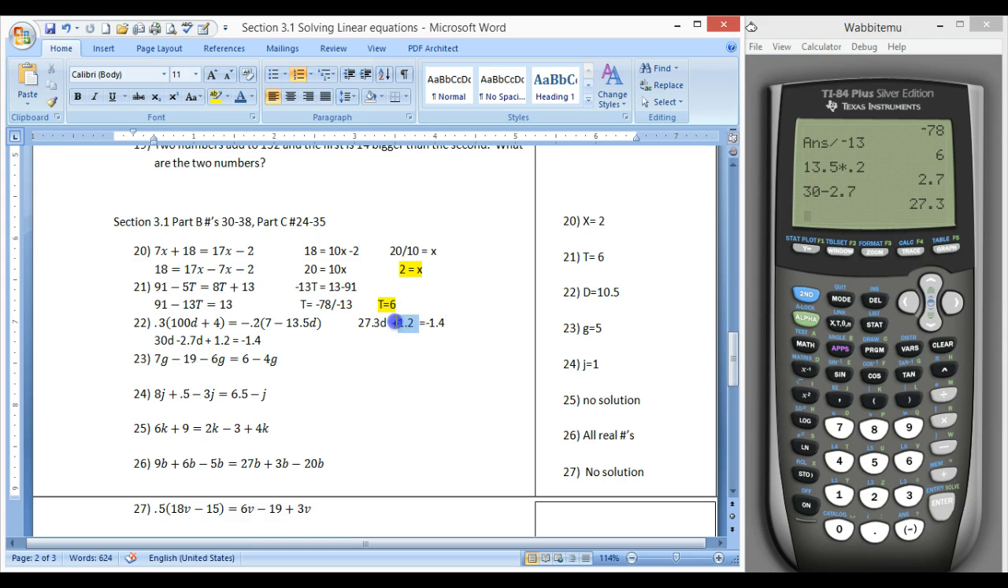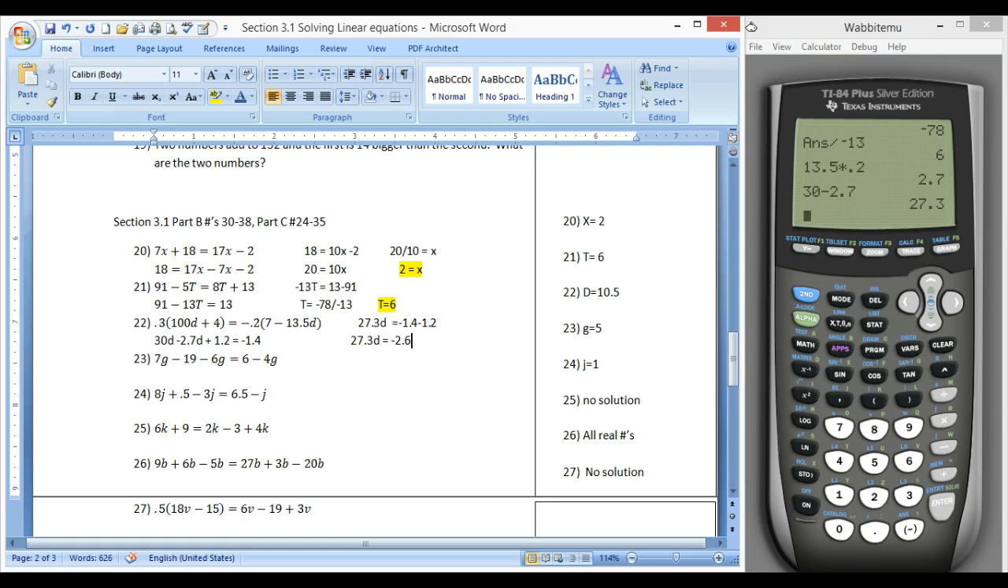So I need to get rid of this 1.2. The opposite of adding 1.2 will be subtracting 1.2. And if I subtract it on the left hand side, it cancels, so that's why I deleted it. And then I have negative 1.4 minus 1.2. Okay, so now I'm left with 27.3d equals negative 1.4 minus 1.2. So that's going to be a negative 2.6.